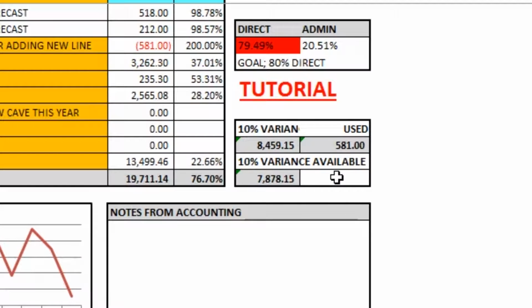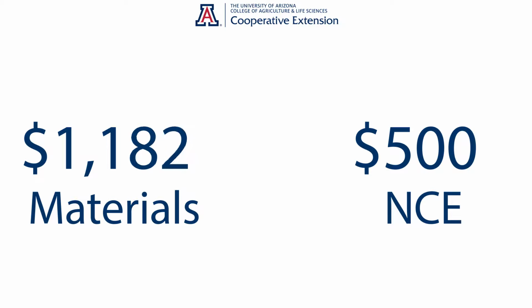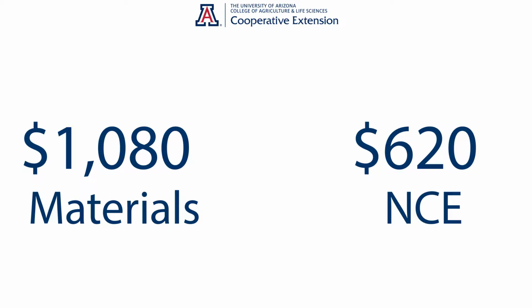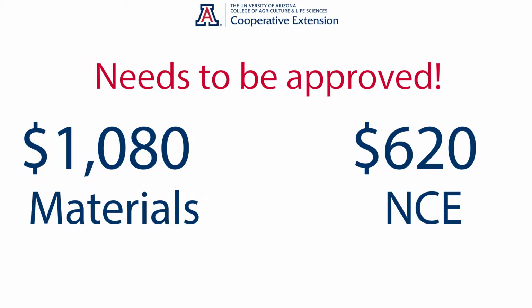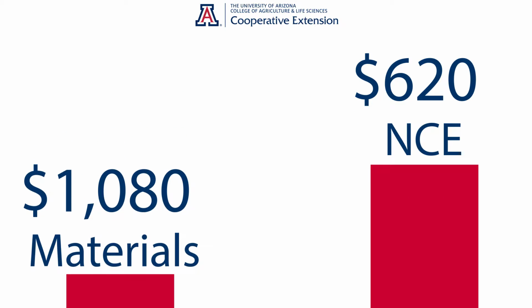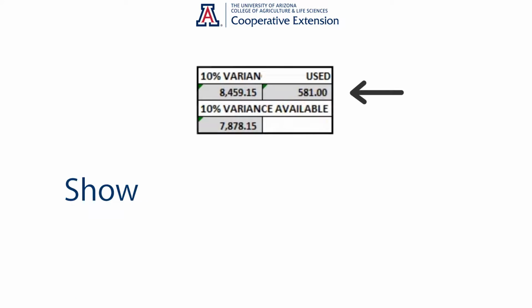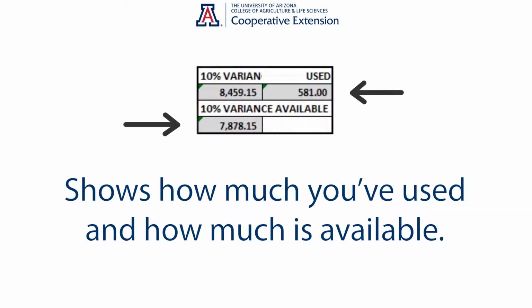The second box is used to document your county's 10% variance. The grant allows us to move up to 10% of a unit's budget from one category to another, as long as it has been pre-approved by AZNN. Any dollar increase in one category requires a decrease in another. This box will show you how much that you've used of this variance and how much is left.